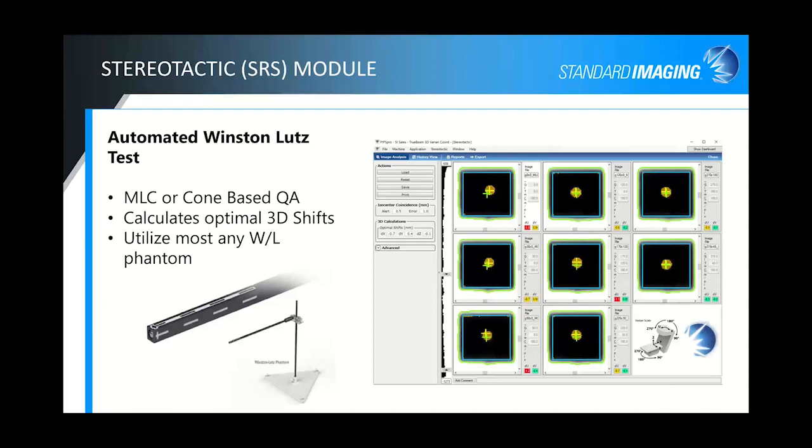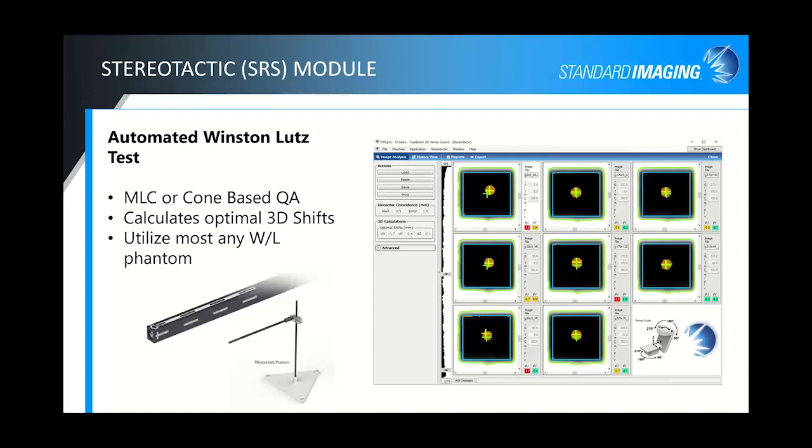Typically, it can be used with just about any Winston Lutz phantom out there. You can use our pointer system. We've got a couple different pointers, as you can see on the lower left. We also have a Winston Lutz Cube. You can use other included Winston Lutz phantoms that may have come with your Linac setup. So it's a pretty open scope as far as what Winston Lutz phantom you're using.